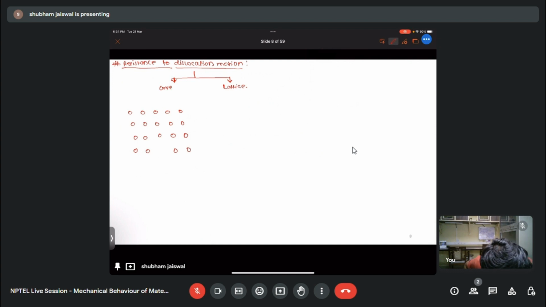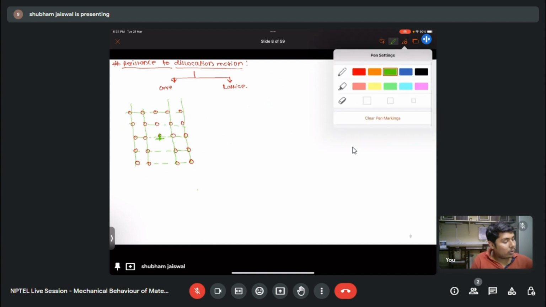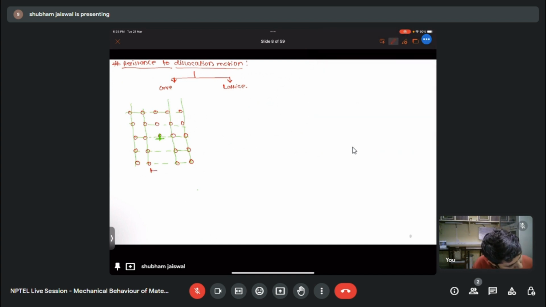Let's say I have one material, and here I have an edge dislocation. These planes of atoms are perfectly vertical, meaning there is no bending of the planes of atoms. In this case, the width of the dislocation will be this much.